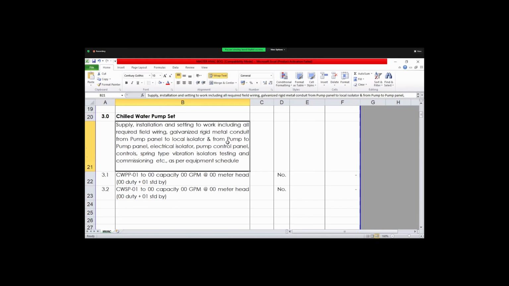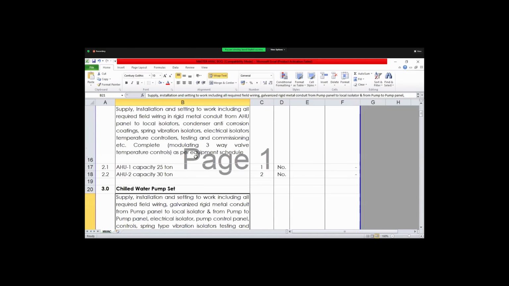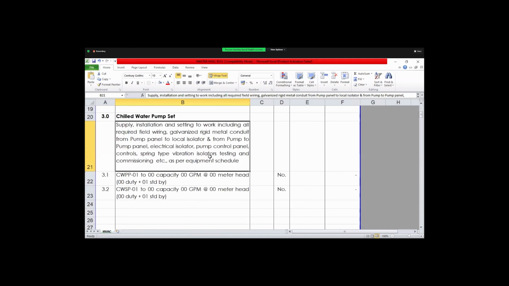Okay, and from pump to pump panel, electric isolator, pump control panel, panel controls, spring type vibration isolator and commissioning, etc. as per equipment schedule. So this is also the same vibration isolators, the same for every rotating equipment. So here also we have to mention the chilled water pump. This is a primary one and this one is secondary.